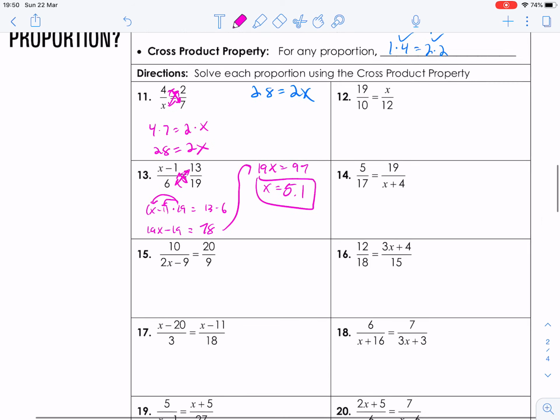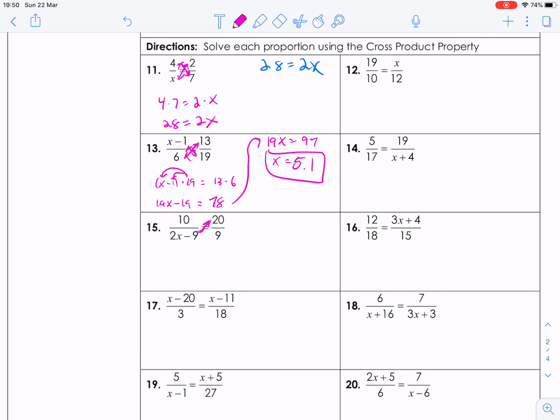Okay, number 15, same thing, cross multiply. 20 times, don't forget your parentheses, it's important, and then 10 times 9. So it's important for when you distribute. So you get 40x minus 180 equals 90. So we get 40x equals 270, x equals 6.75.